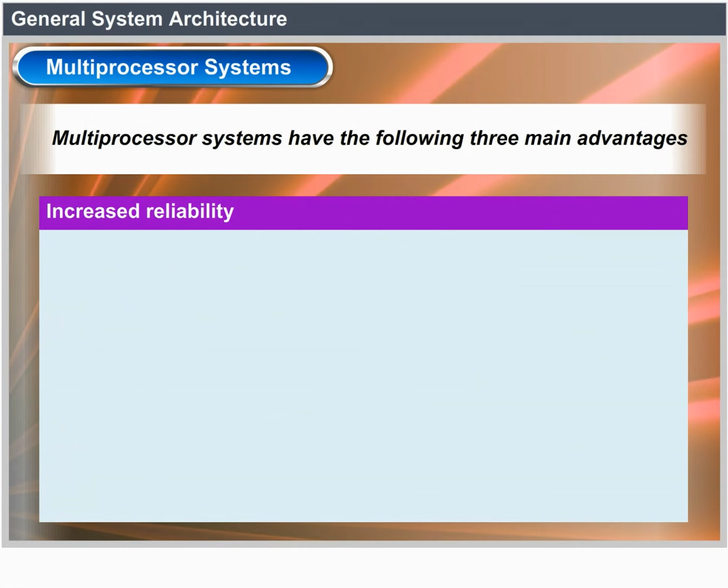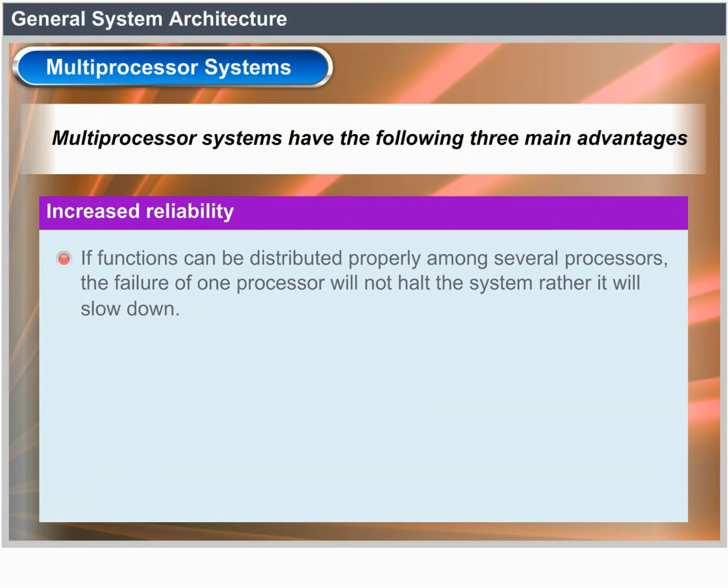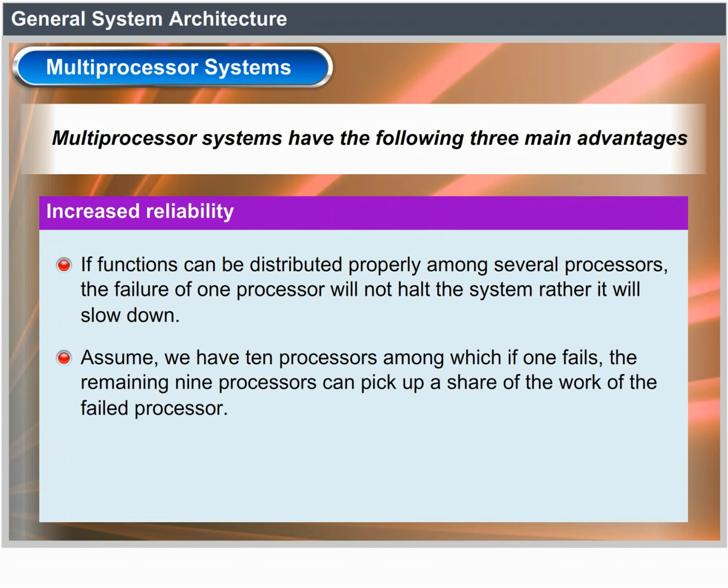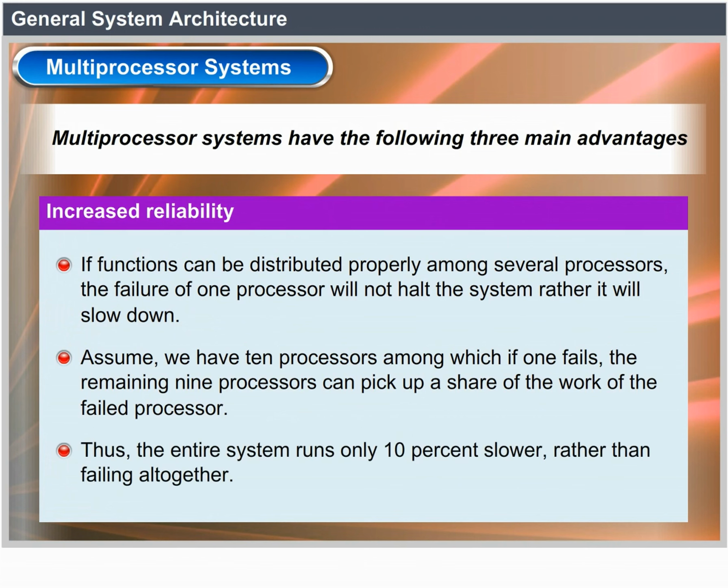3. Increased reliability. If functions can be distributed properly among several processors, then the failure of one processor will not halt the system, only slow it down. If we have 10 processors and one fails, then each of the remaining 9 processors can pick up a share of the work of the failed processor. Thus, the entire system runs only 10% slower rather than failing altogether.